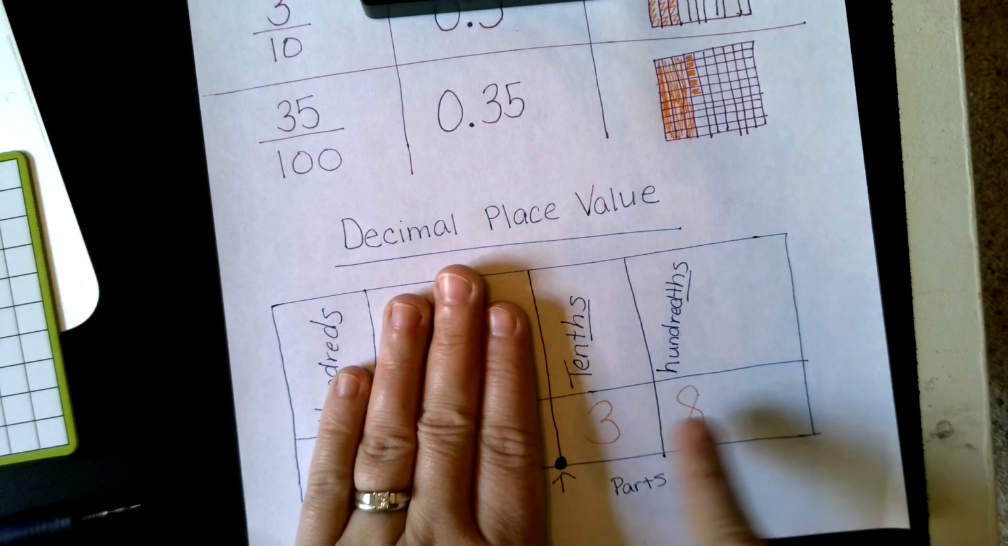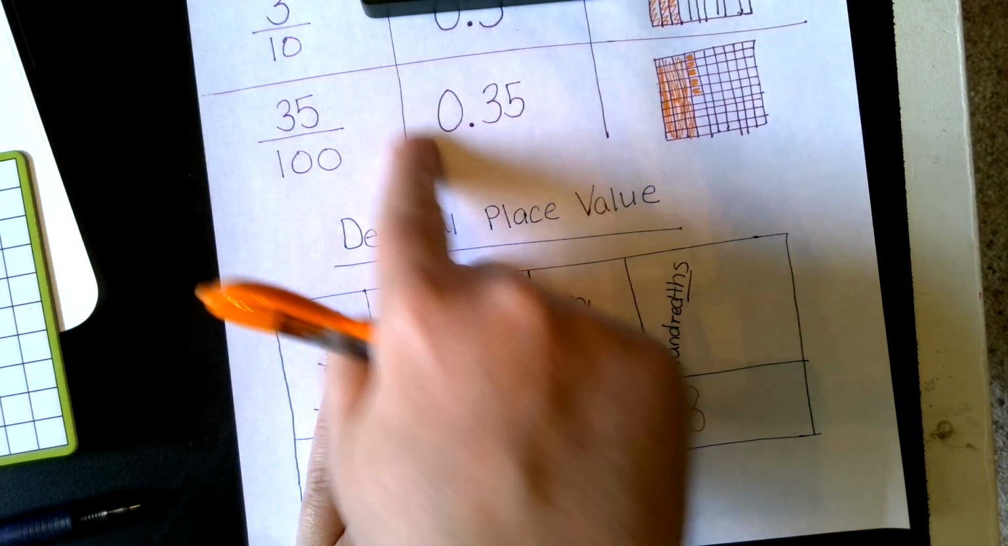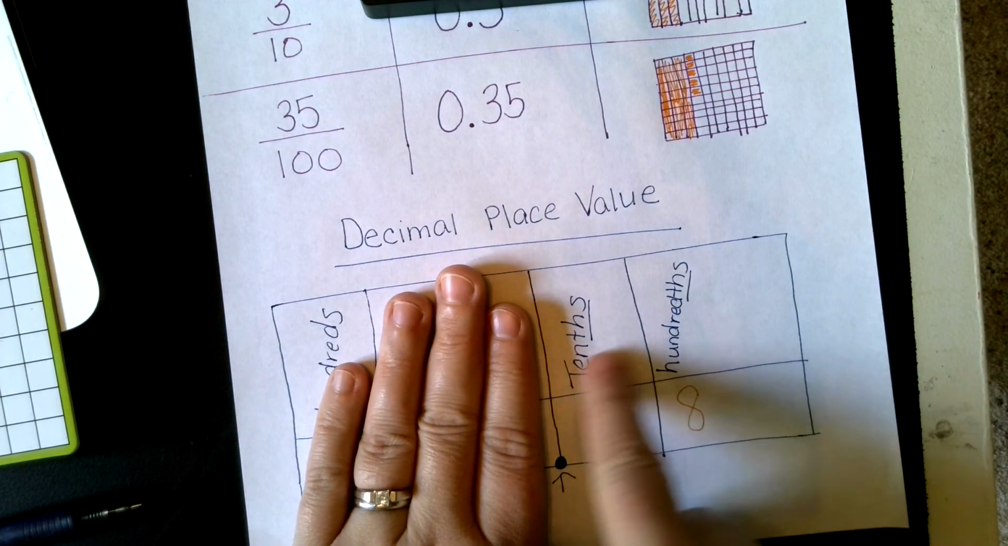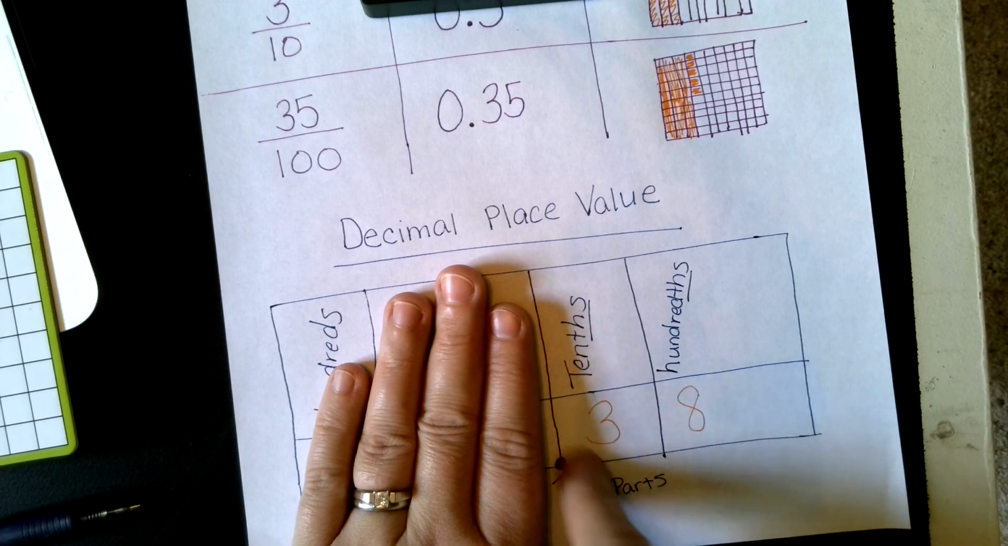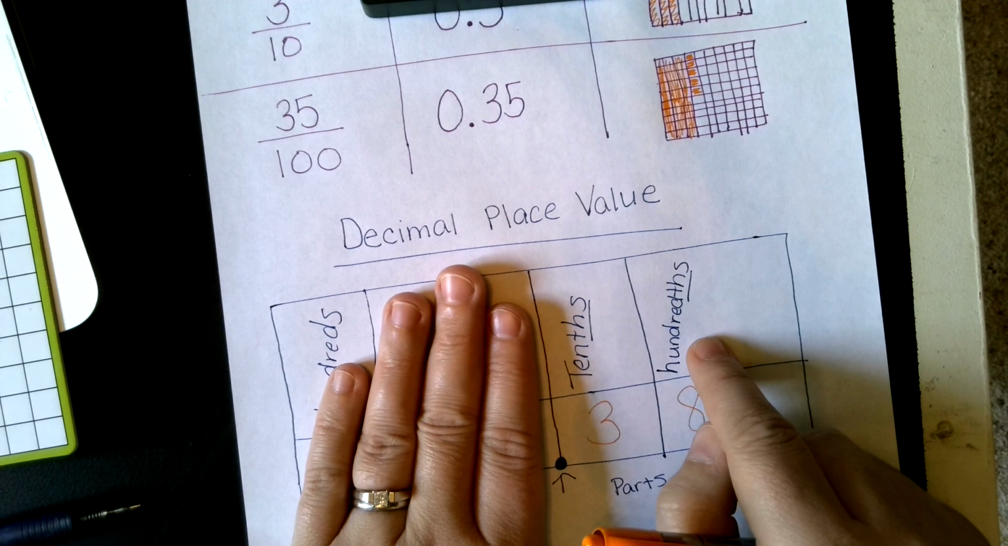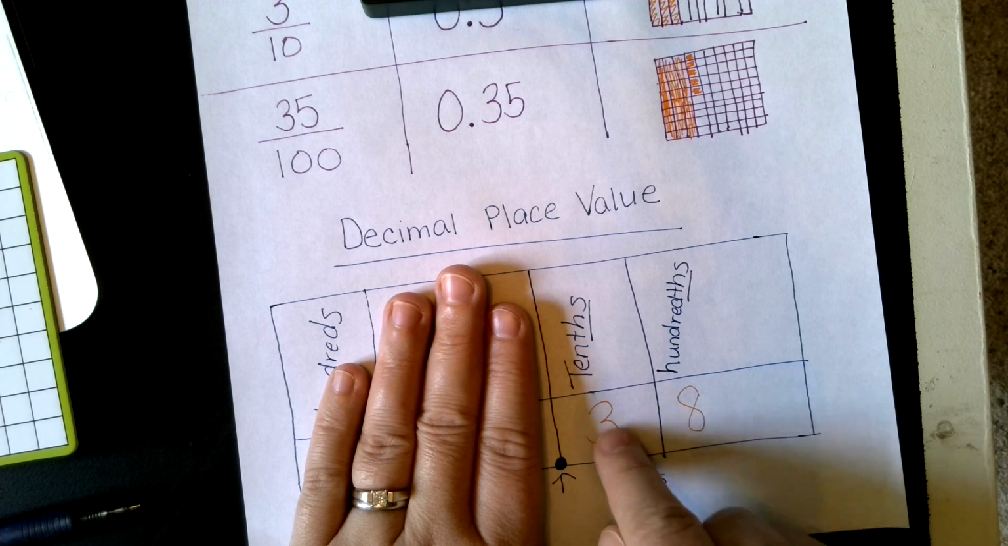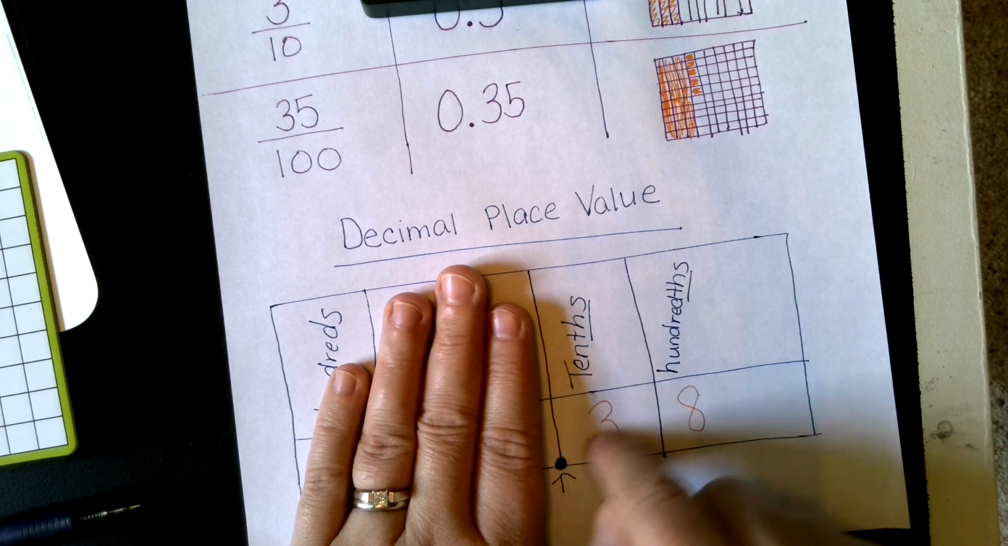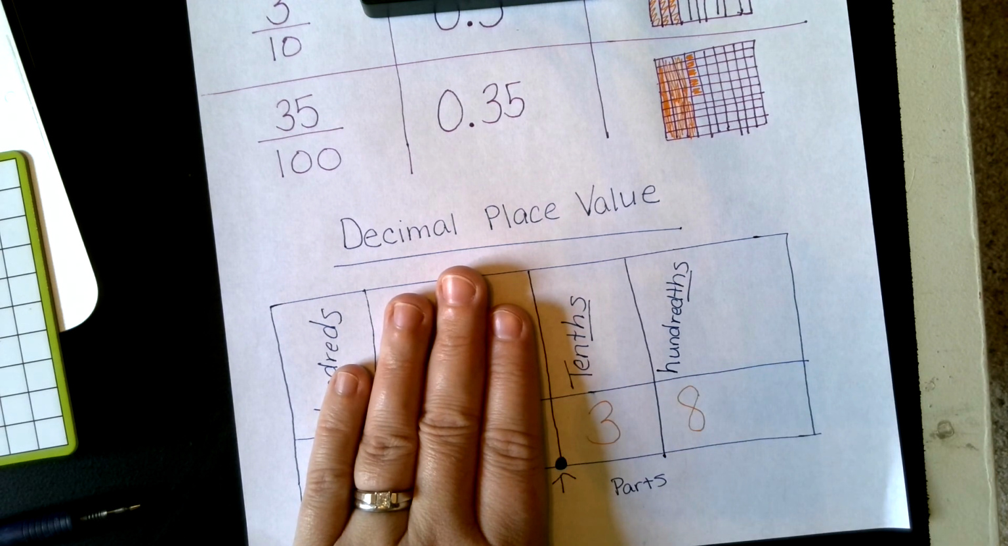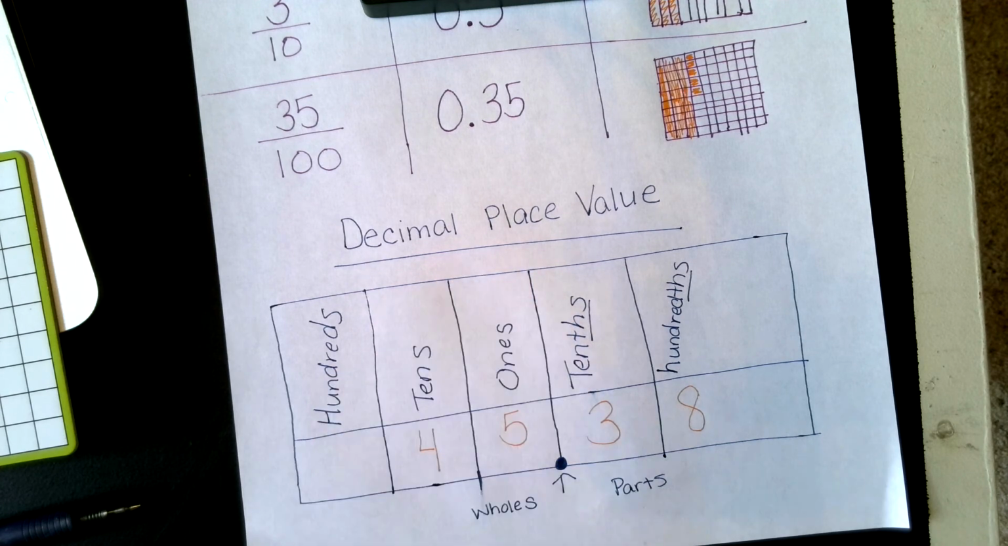Okay, so here we have 38, here we had 35. This was 35 hundredths. This is 38 hundredths because it took 38 of those little bitty squares to make this. 3 tenths and 8 hundredths. Okay, we're going to practice these a whole lot.